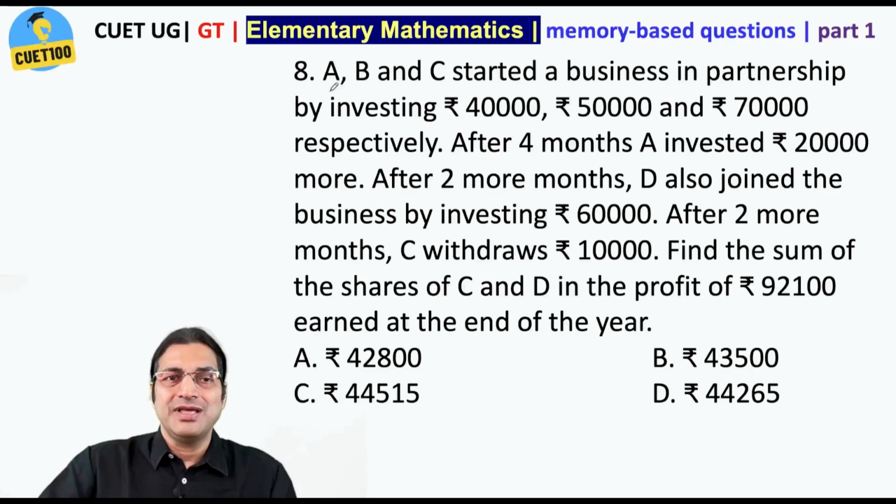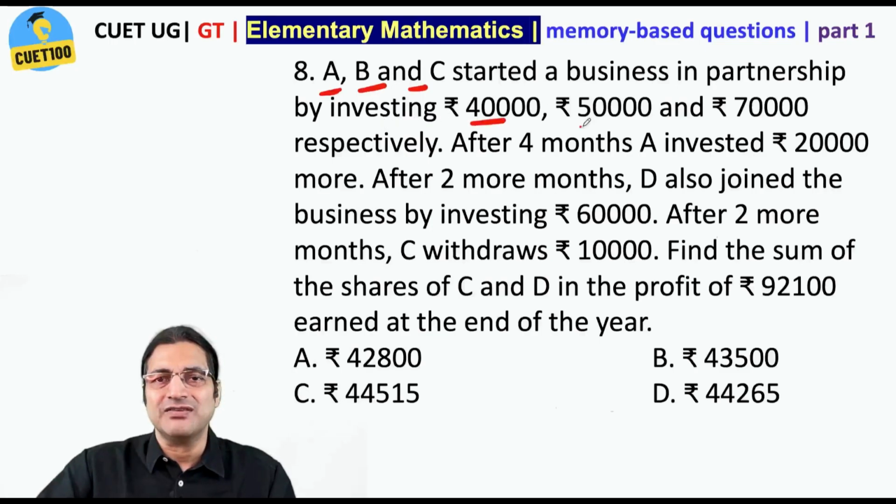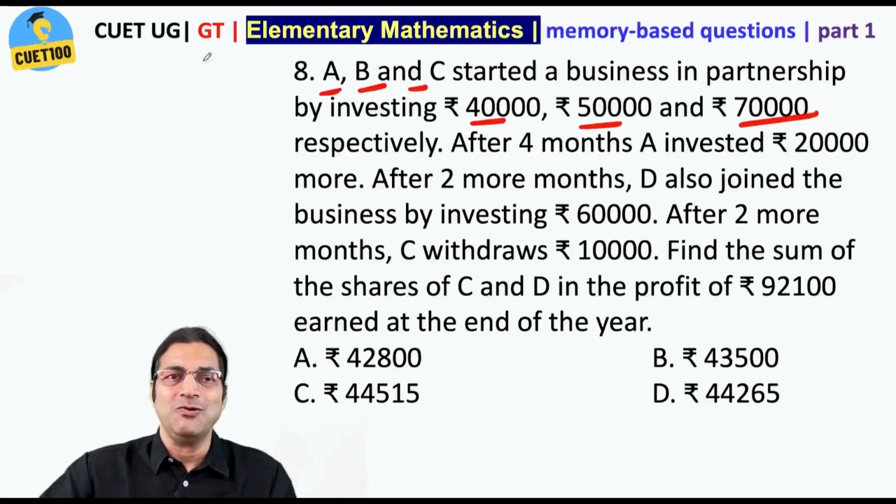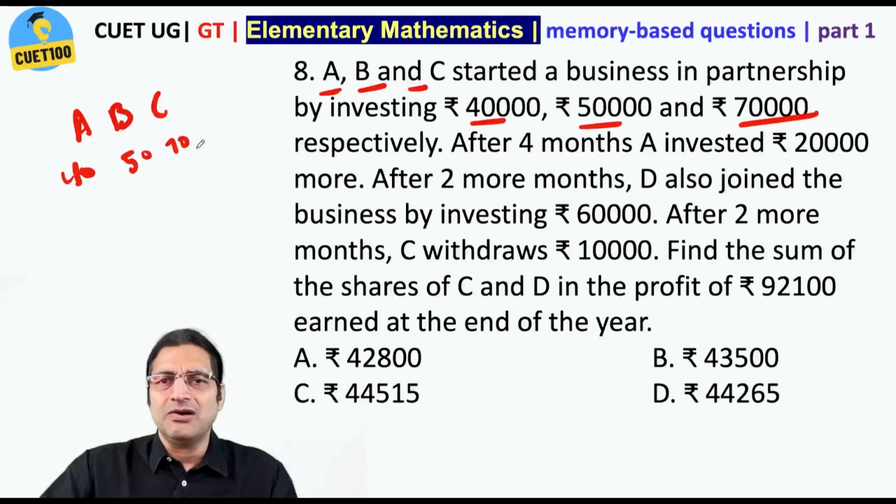All right. A, B, C started a business in partnership by investing 40,000, 50,000 and 70,000. And not a big question, it's a lengthy question, right? A lengthy question is not necessarily a big question, okay? It's not necessarily even a difficult question, okay? A, B and C, they started a business by investing 40,000. So let me put 40 here, 50,000 and 70,000. All right.